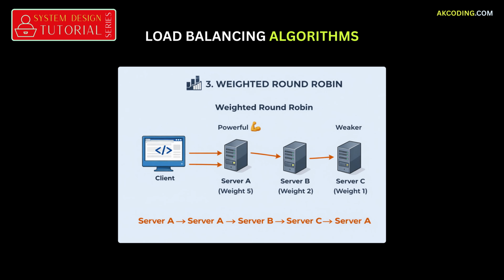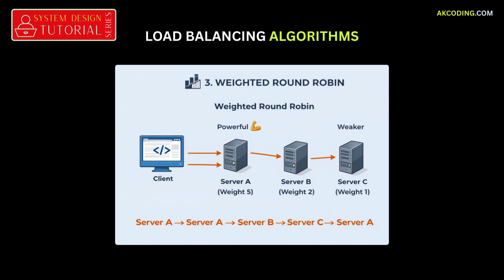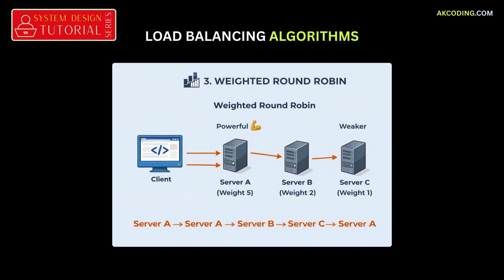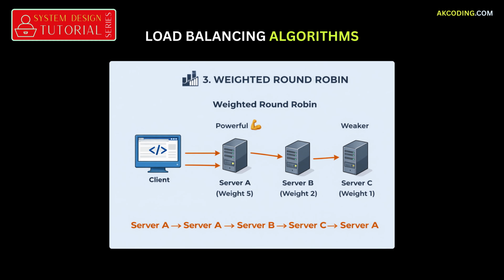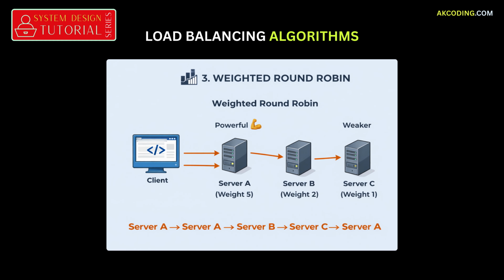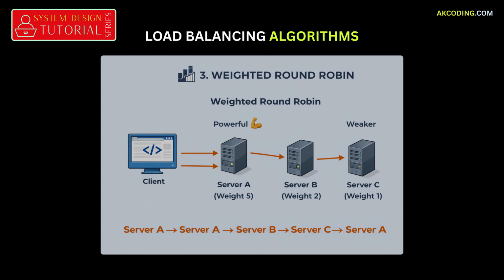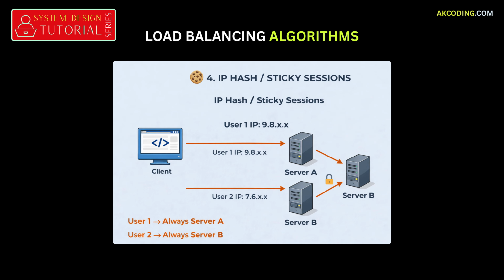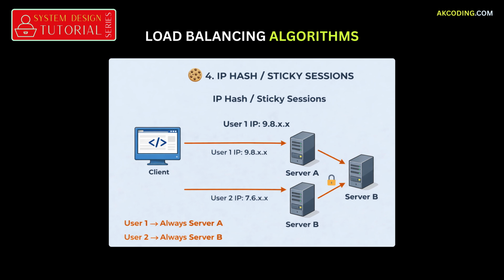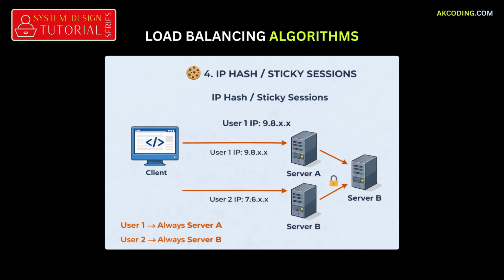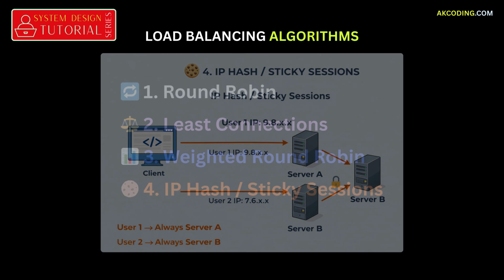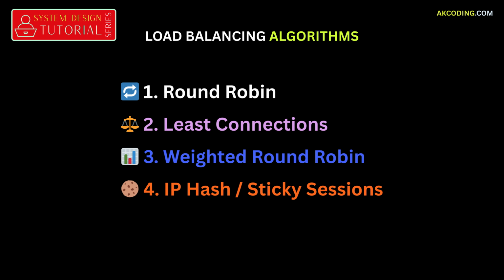Number 3, weighted round robin. Some servers are stronger. Assign higher weightage to the powerful server, like server A with weight 5 and server B with weight 2. Number 4, IP hash or sticky session. Same user, same server. Useful for session based applications, bad for scalability if one server fails.